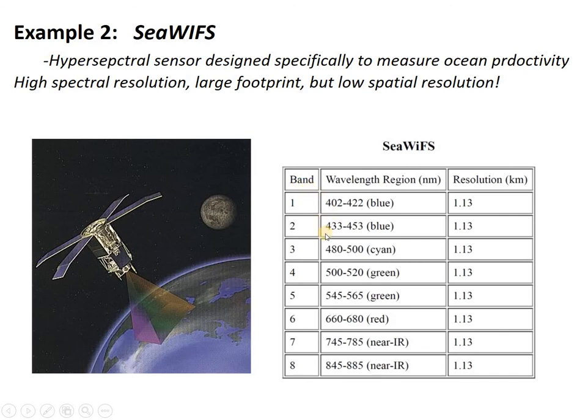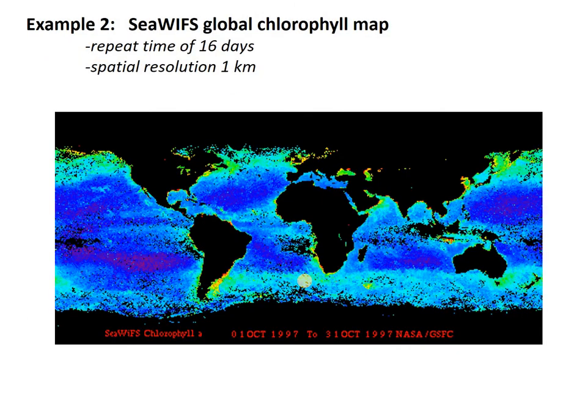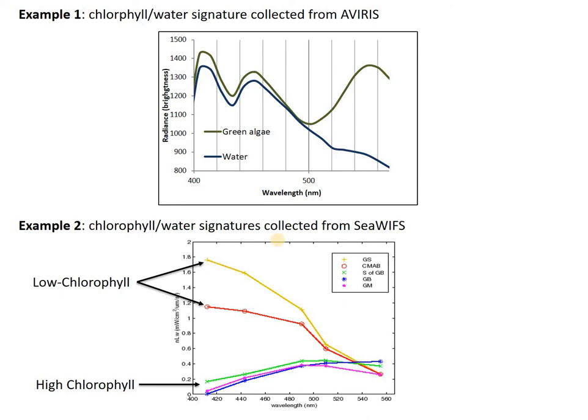So for example, here's the blue interval divided into 2 different bands, right? Green is divided into 2 different bands. So the bandwidths are bigger than AVIRIS, but smaller than Landsat, for example. And importantly, they are targeted at unique features of the chlorophyll reflectance spectra. So let's have a look at that here.